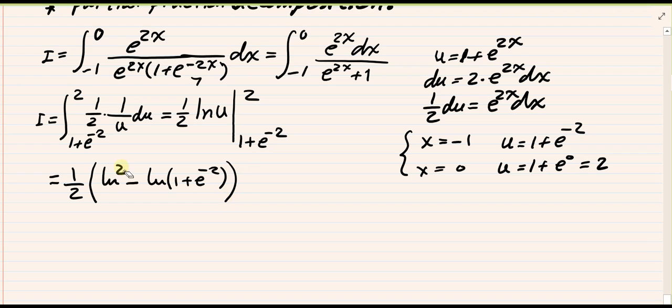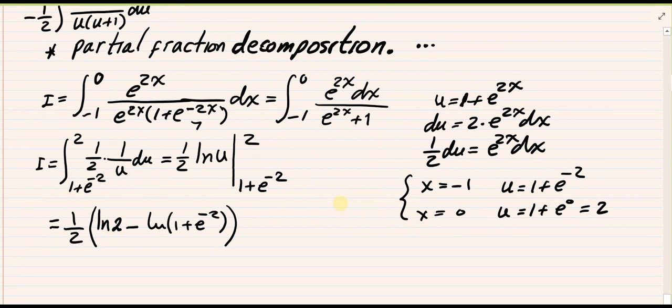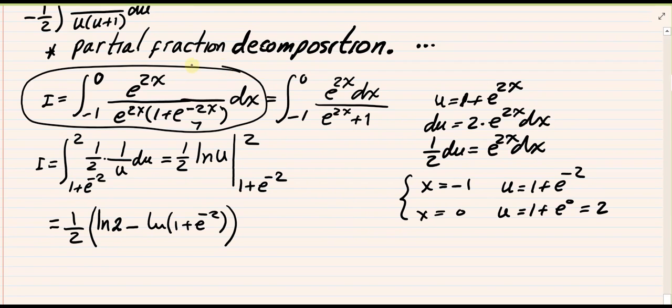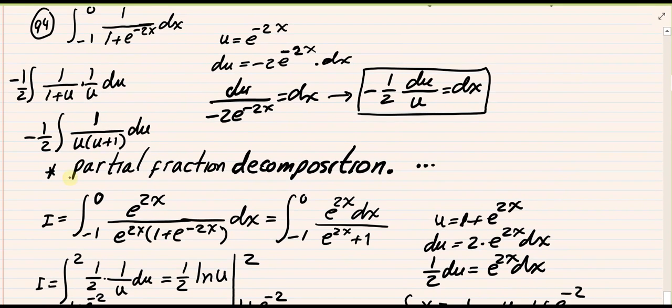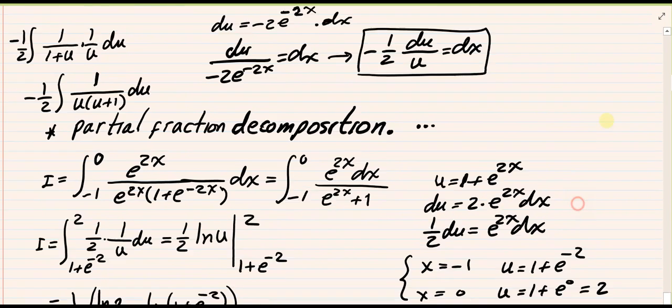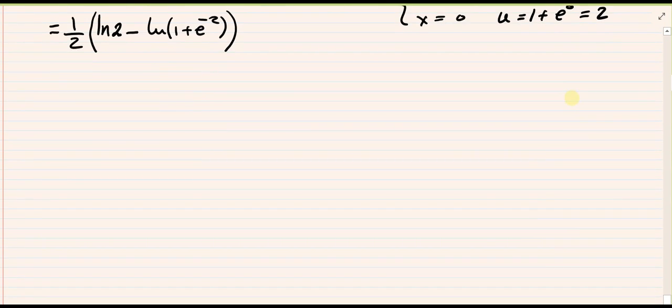Oh, sorry, my ln of 2, I didn't write it well. There, ln of 2. And that's going to be the answer to this one. So it's much easier to use this clever insight. The catch is multiplying top and the bottom by e to 2x in order to create the appropriate u substitution for it to work. Otherwise, you have to use the method of partial fraction decomposition. Okay, so that's number 94.